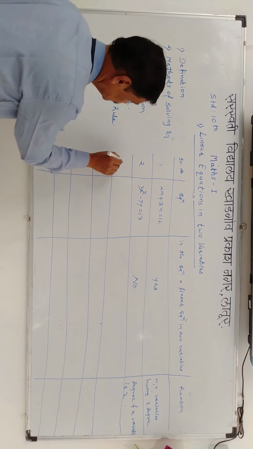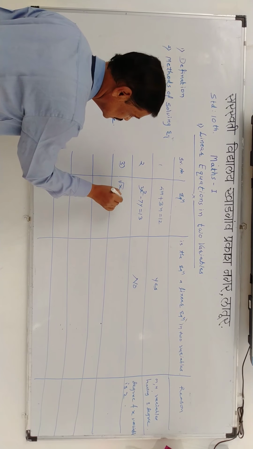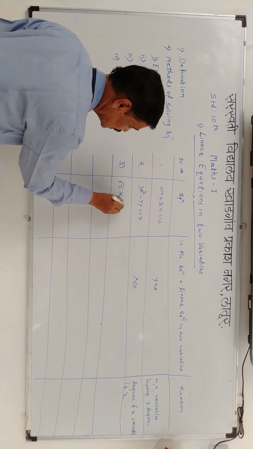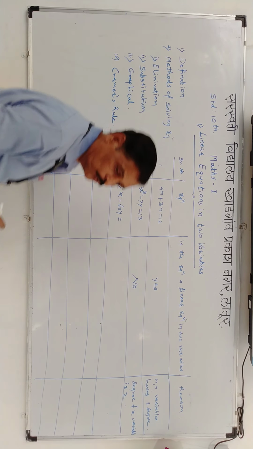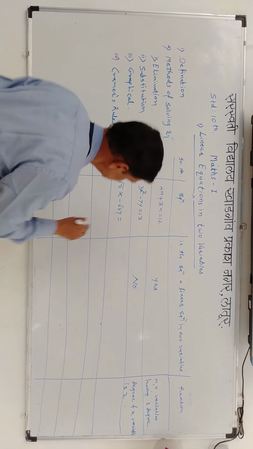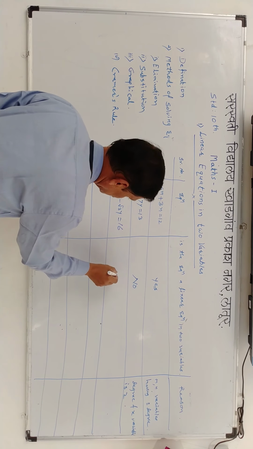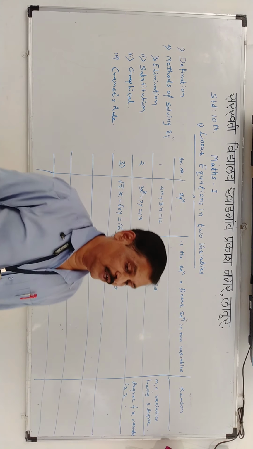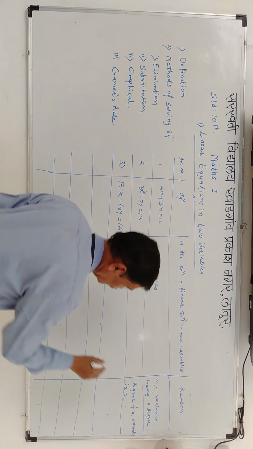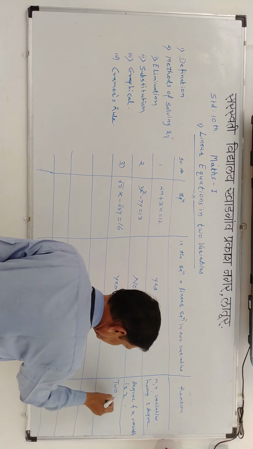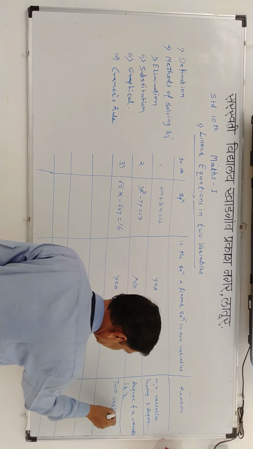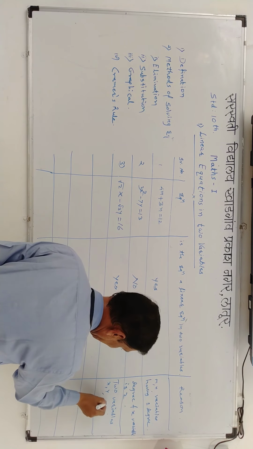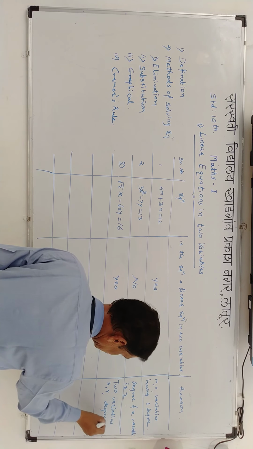Again, third: under root 2x minus under root 3y is equal to 16. Yes, it is a linear equation in two variables. Why? Two variables are there, x and y, and having degree 1.